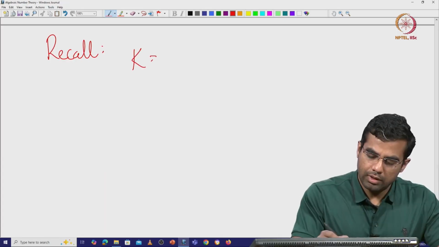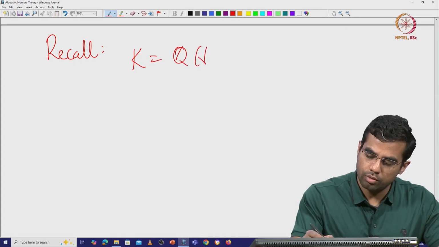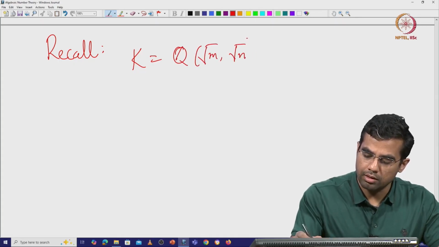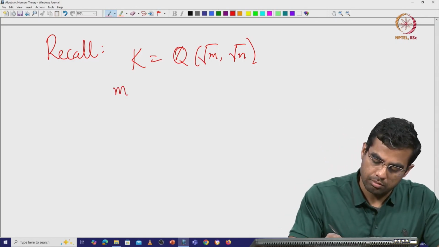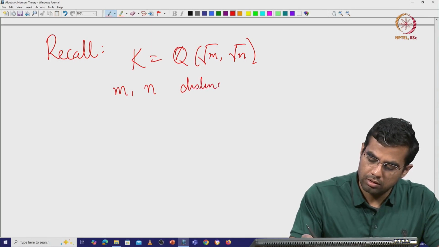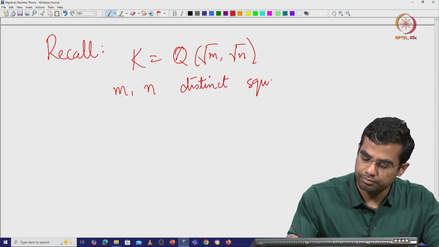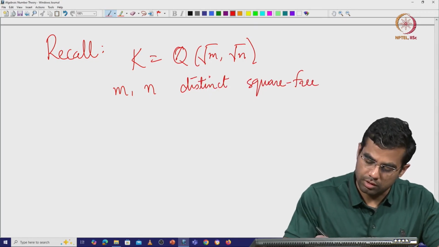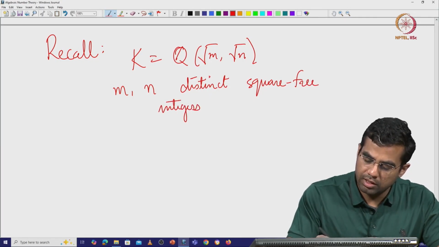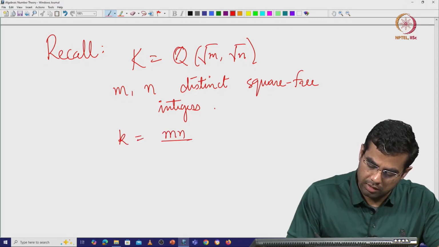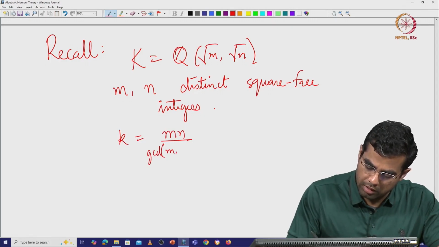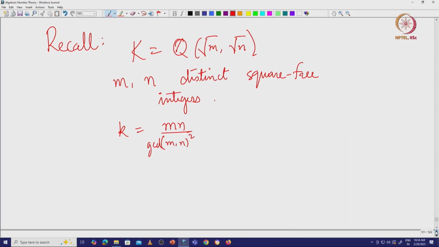Okay, so a biquadratic field is a field of the form Q(√m, √n), where m and n are distinct square-free integers. They are distinct, but they need not be coprime, and so what we did was we put k as mn divided by GCD(m,n) squared. So K is a biquadratic extension of Q with Galois group Z/2 × Z/2.